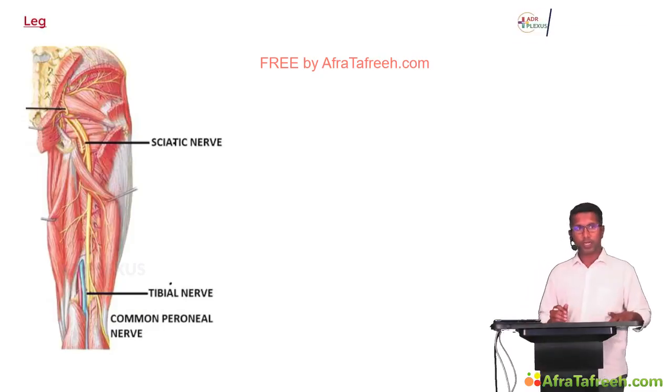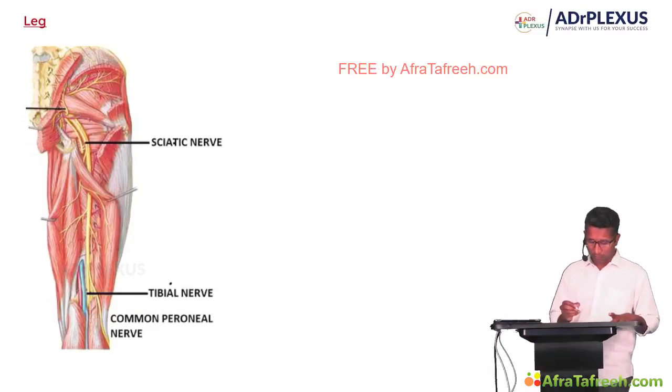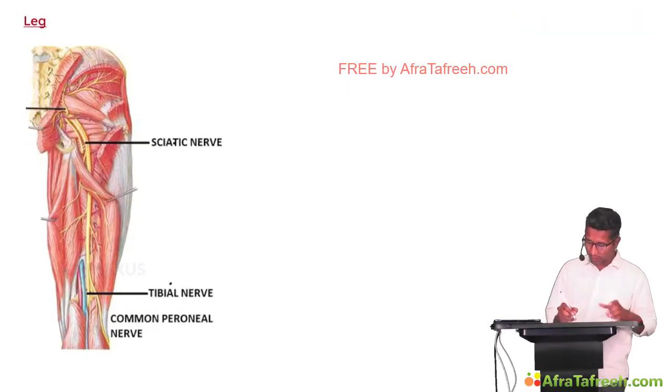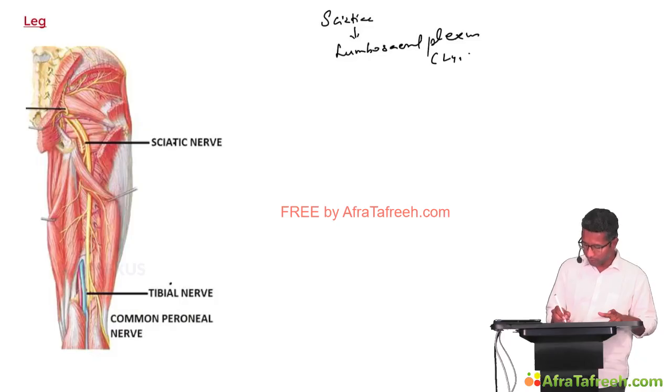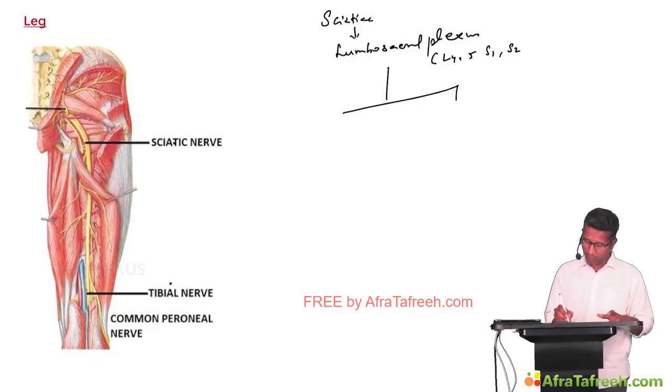and the course of the sciatic nerve and the branches of the sciatic nerve. So the main part, the sciatic nerve, if you see, it is formed from the lumbosacral plexus, and it has got root value of L4, L5, S1, S2, and S3. And this sciatic nerve has got two components in it.